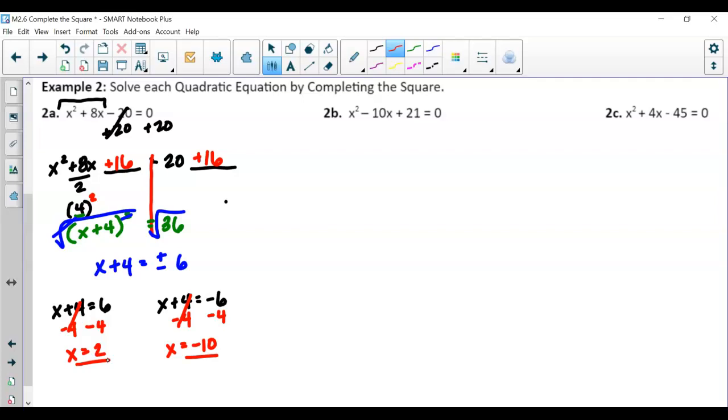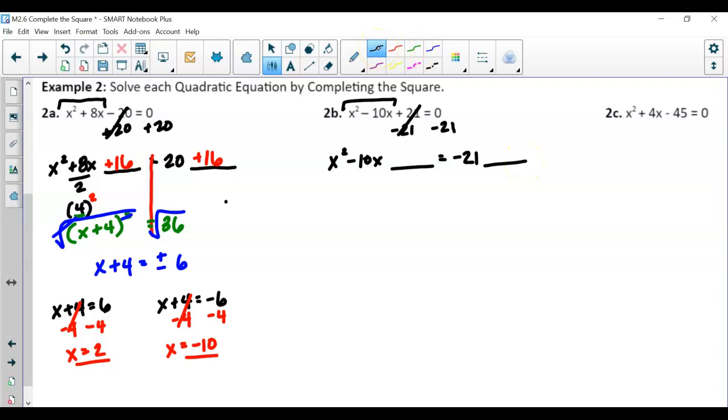So let's do 2b together here. Notice how we're adding 21. We've got to get just the x's here, right? So we're going to subtract 21 from both sides. Bring down x squared minus 10x, leave the blank for completing the square, is equal to -21 because we subtracted, but then again, that value for completing the square.